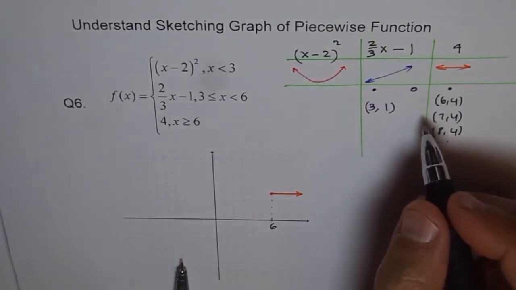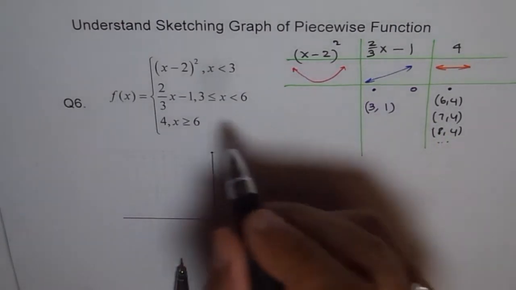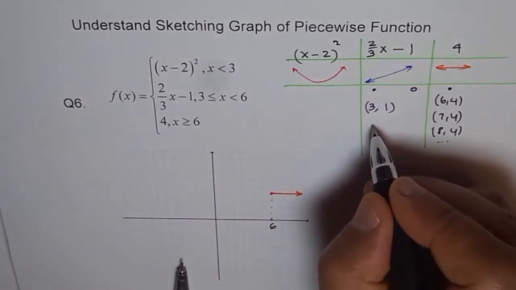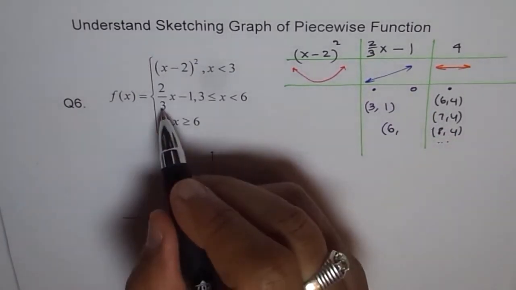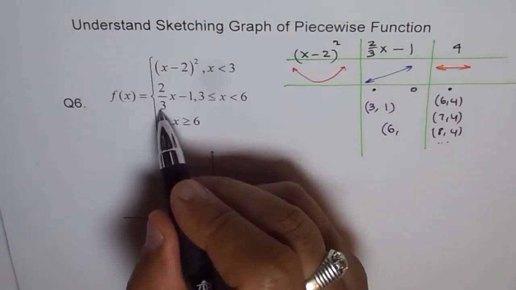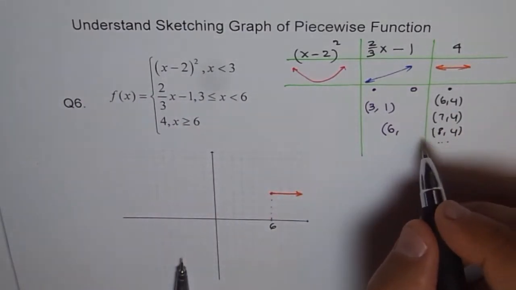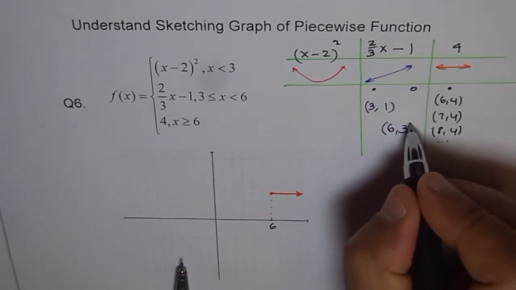For a line, 2 points are enough. So let's not get into other points straight away. 6, which is a hole, right? So let me write this 6 here. And 6 times 2 divided by 3 is 4. 4 minus 1, 3. So we get this point, (6, 3).